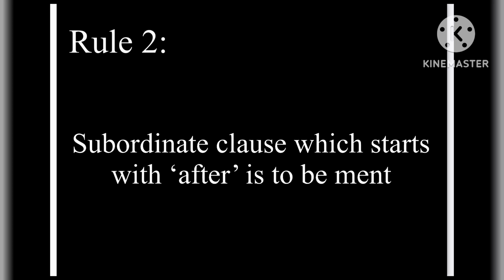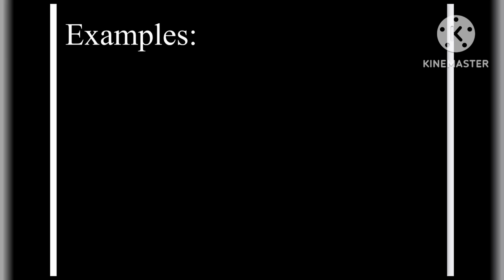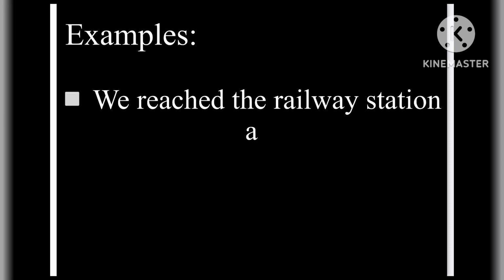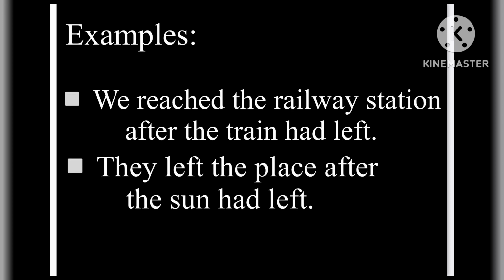Rule number 2. A subordinate clause which starts with after is to be in past perfect tense, and the main clause should be in the simple past tense. Examples for rule number 2: We reached the railway station after the train had left. They left the place after the sun had set.